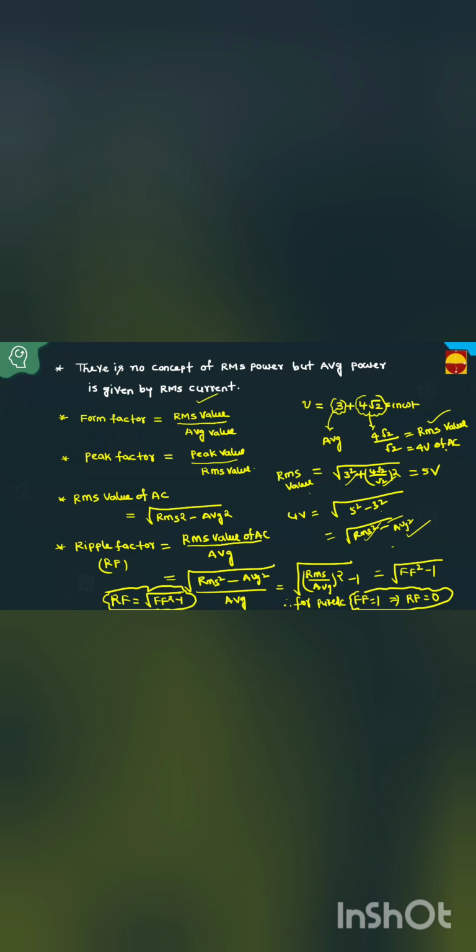If any DC waveform is high quality, pure DC, then there are no ripples. In any DC waveform, as ripples increase, the quality of the DC waveform reduces. That's why form factor and ripple factor are significant. Form factor and ripple factor decide the quality of DC.